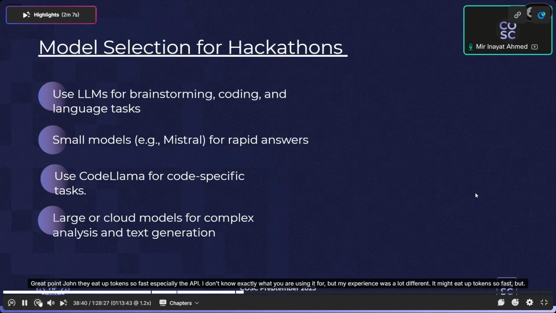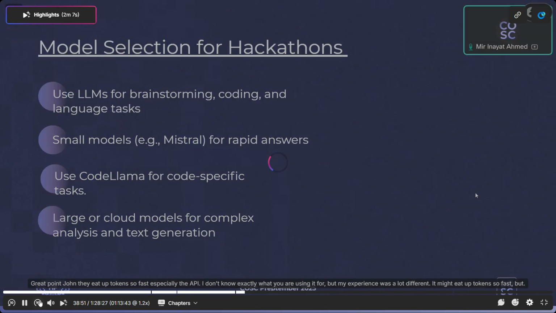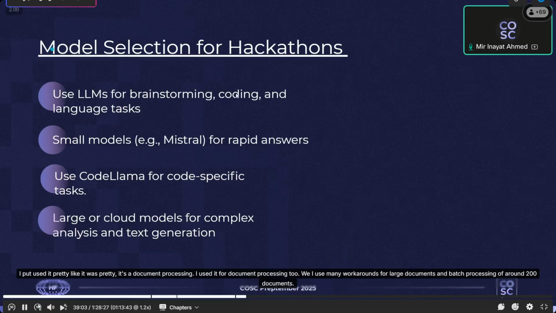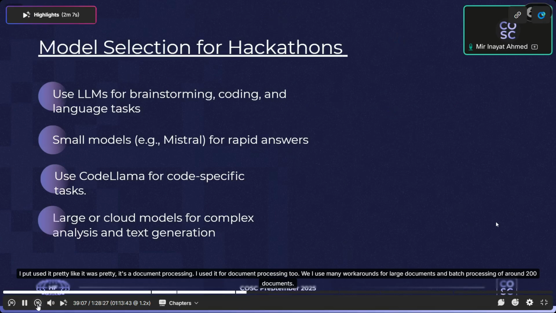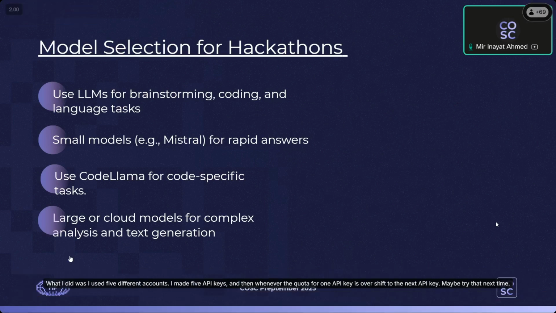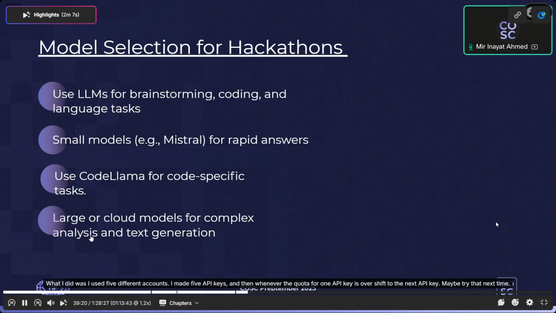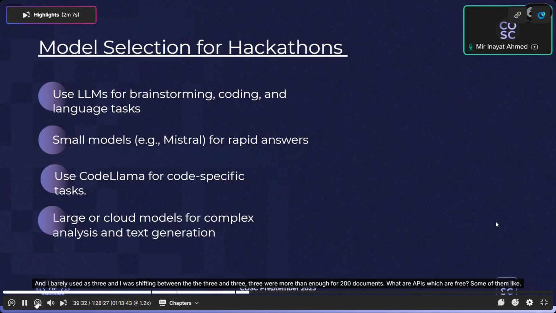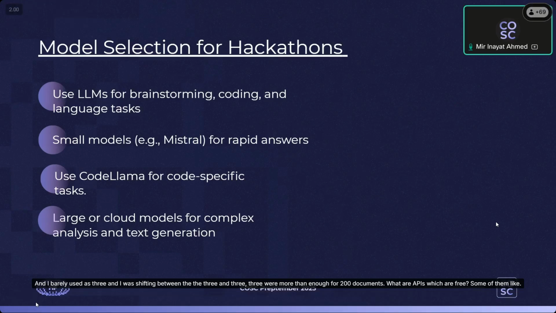Great point, John. They eat up tokens so fast. It might eat up tokens so fast, but I used it for document processing too. I used many workarounds for large documents and batch processing of around 200 documents. What I did was I used 5 different accounts. I made 5 API keys, and whenever the quota for one API key is over, shift to the next API key. Maybe try that next time. I barely used just 3, and I was shifting between the 3, and 3 were more than enough for 200 documents.